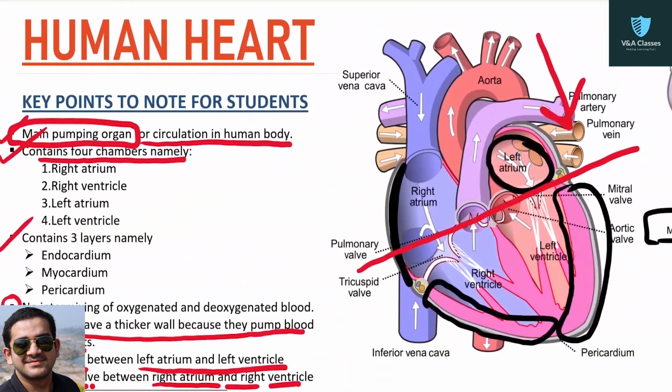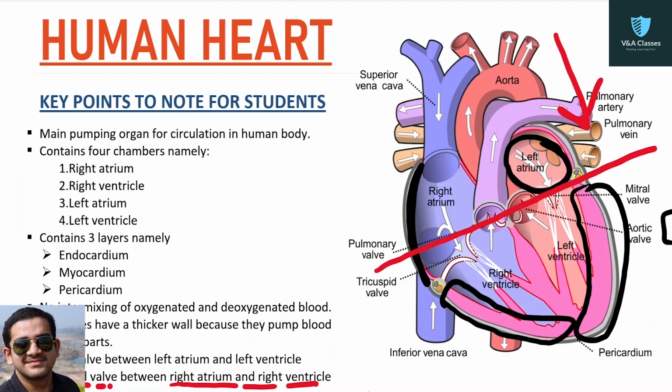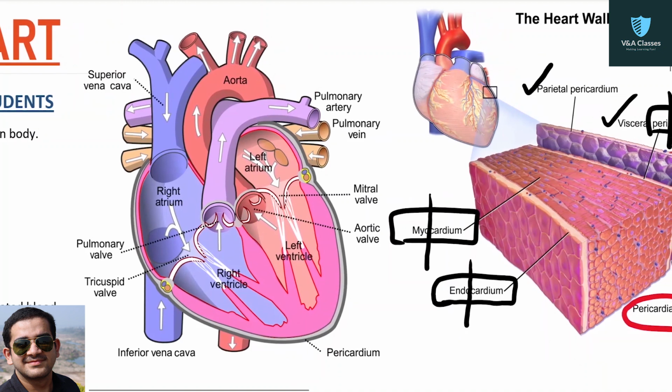Okay. So we have looked at all the key points regarding the human heart. Let's discuss some more points about the structure of the human heart from this diagram. If we look at this diagram, we have already looked at four chambers, the walls, and the valves. Now let's look at the main blood vessels that we can see in this diagram.